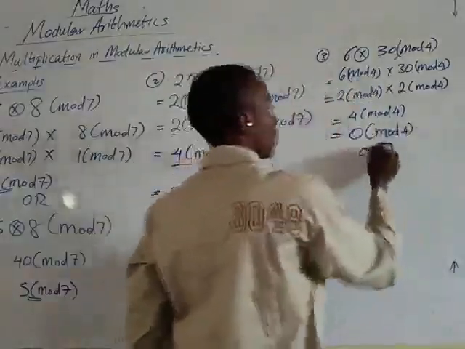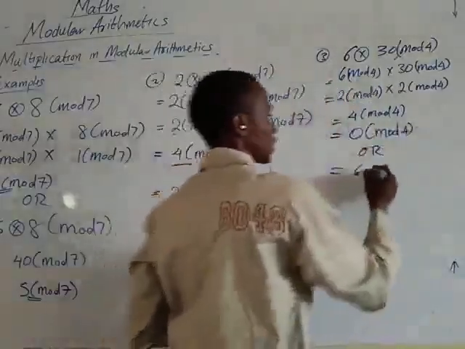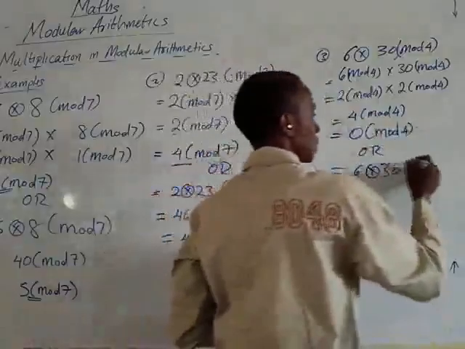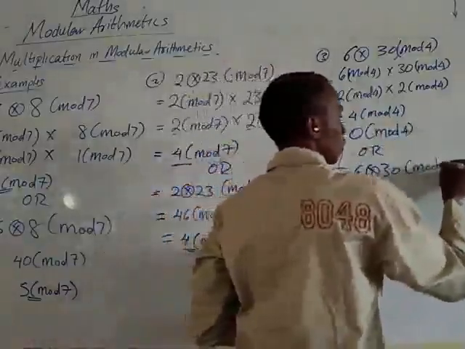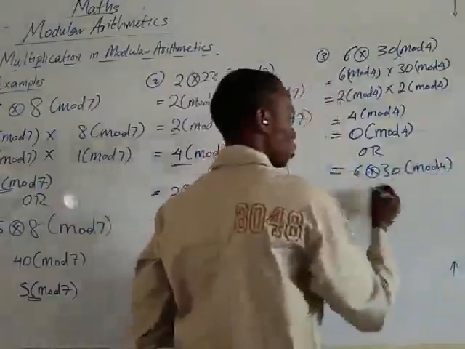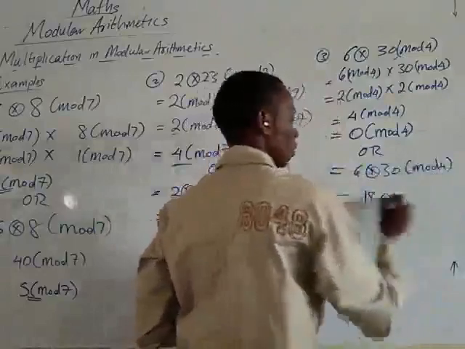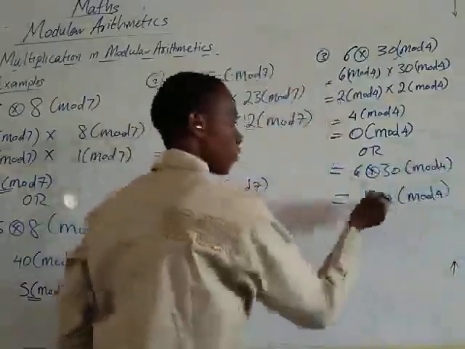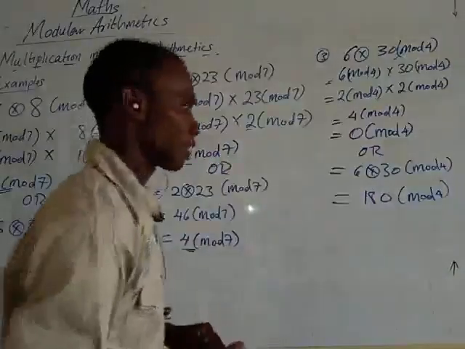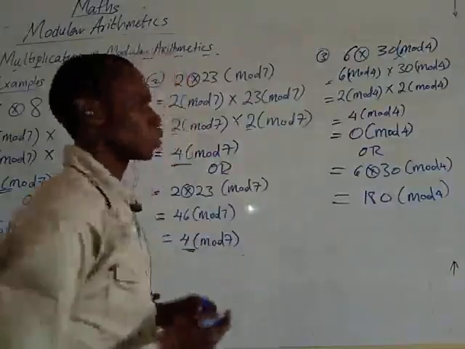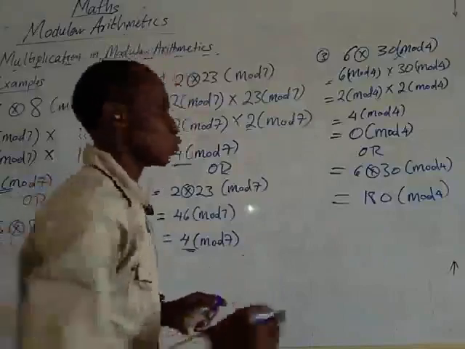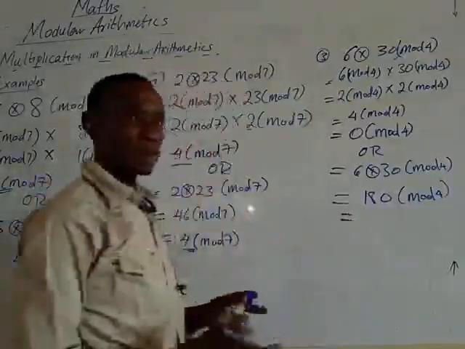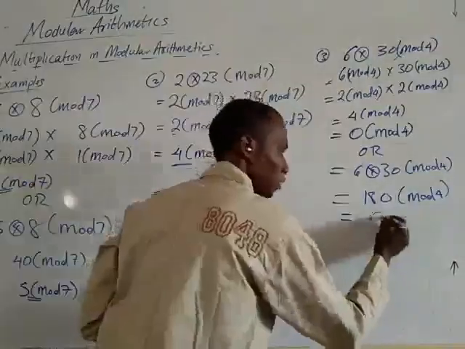Now, using the other method, 6 times 30 mod 4. 6 times 30: 6 times 0 is 0, 6 times 3 is 18, so we have 180 mod 4. How many 4s can I see in 18? That will be 4, remainder 2. How many 4s can I see in 20? That will be 5, remainder 0. So remember, our integer is our remainder. So, my remainder is what?